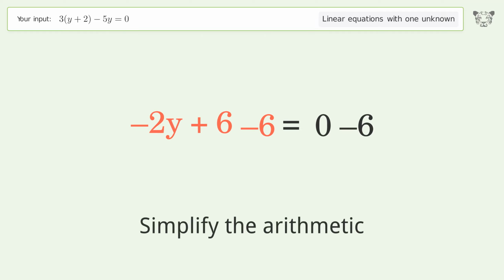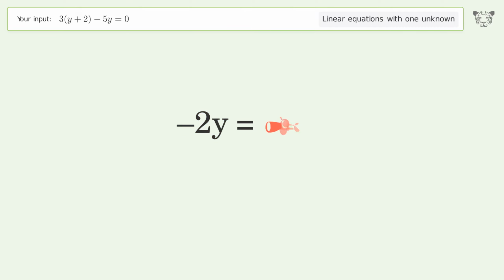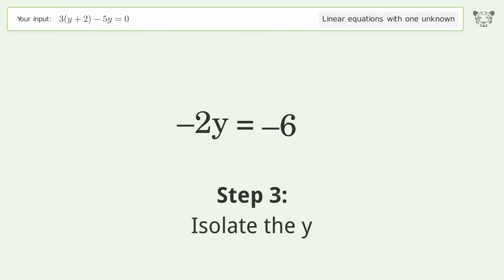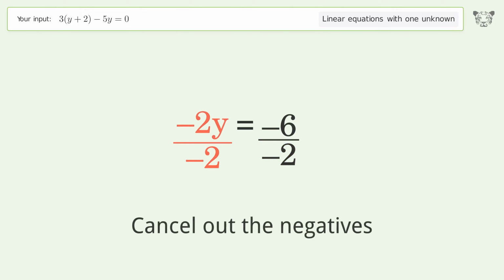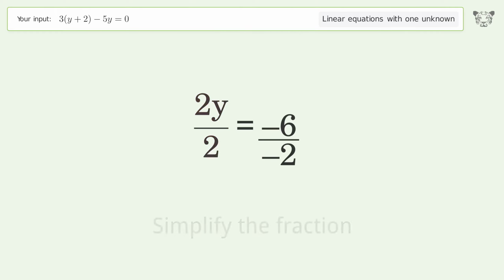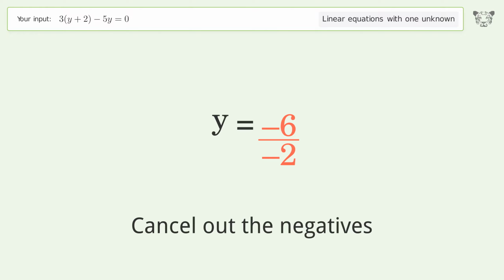Simplify the arithmetic. Isolate the y. Divide both sides by -2. Cancel out the negatives. Simplify the fraction. Cancel out the negatives.